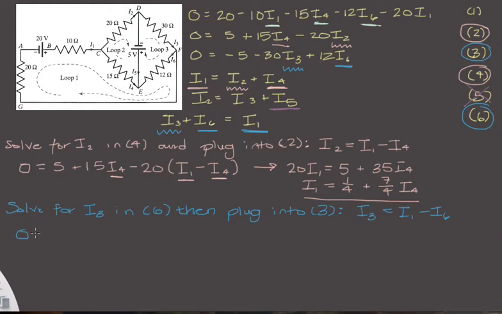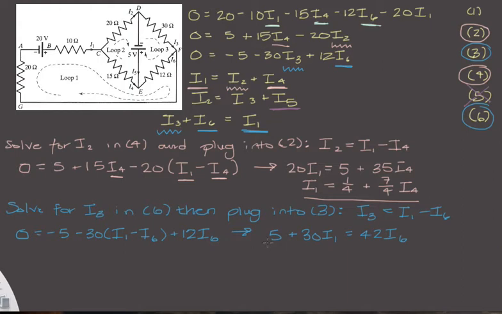So now I have 0 equals negative 5 minus 30 times I3, which is just I1 minus I6, plus 12I6. Okay, so that's actually starting to look pretty good at this point. If I combine things a little bit further, what I get is that 5 plus 30I1 equals 42 times I6. Okay, great. So now we have a system of 3 equations and 3 unknowns.